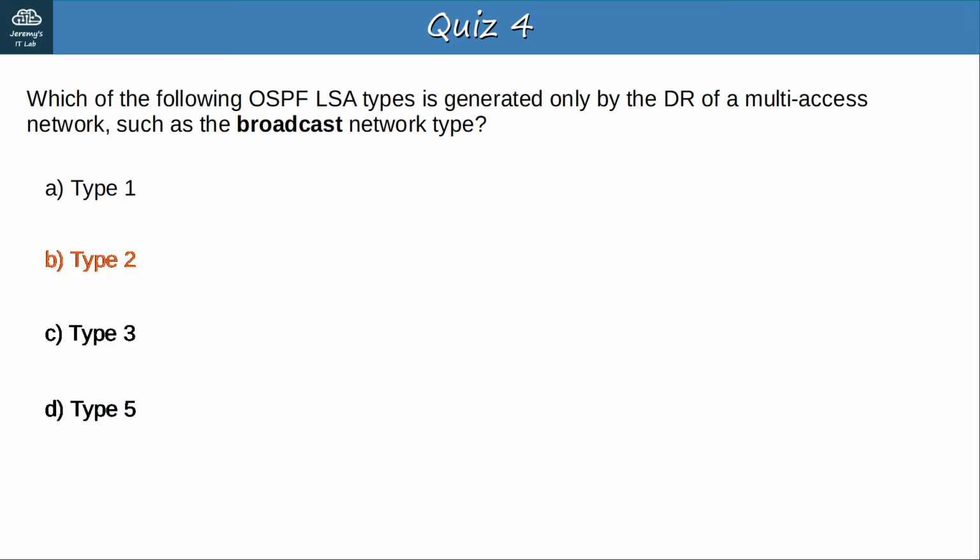The answer is B. Type 2. Type 2 is the network LSA and is generated by the DR of each multi-access network. It lists the routers which are attached to the multi-access network. A. Type 1 is the router LSA type. D. Type 5 is the AS external LSA type. C. Type 3 is one I didn't mention in this video. It's called the summary LSA type. Okay, let's move on to question 5.